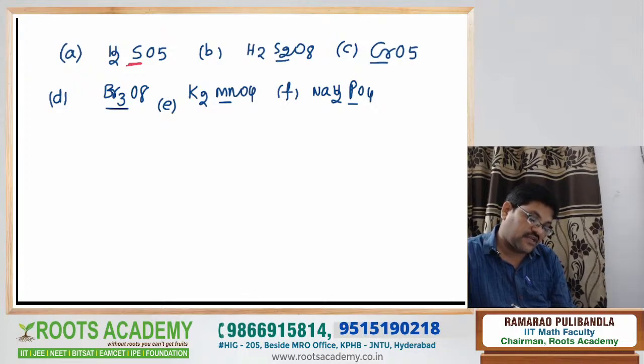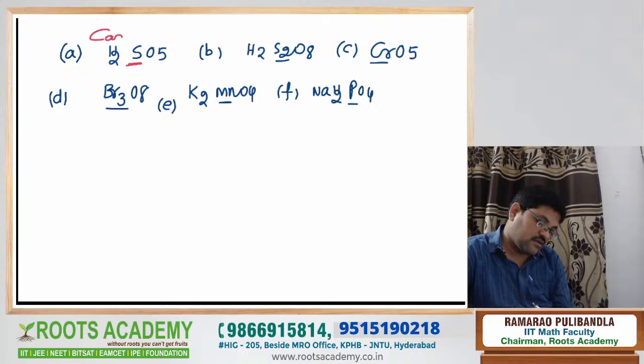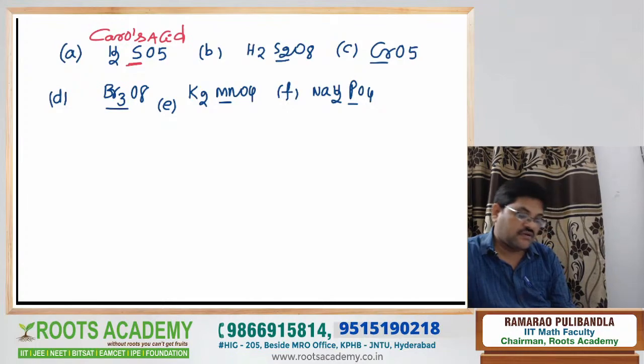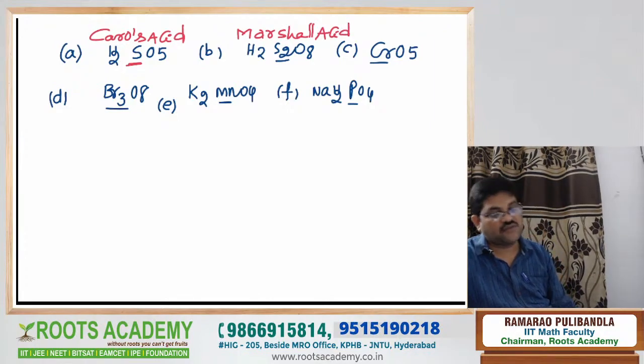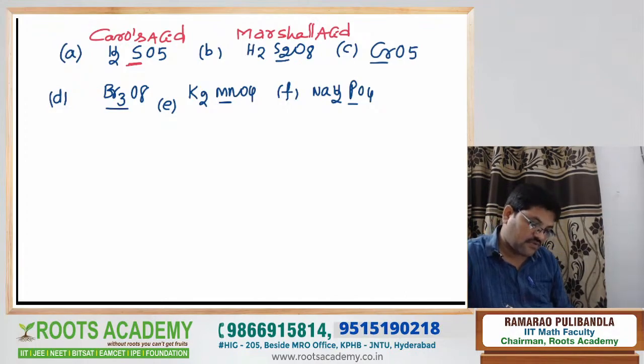So H2SO5 is nothing but what? It is called Caro's acid. What is H2SO5? Caro's acid. What is H2S2O7? It is called Marshall's acid. Understood? Now come to Caro's acid, the first bit. You write the structure of Caro's acid.